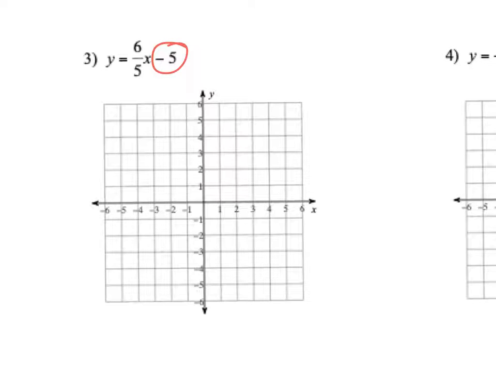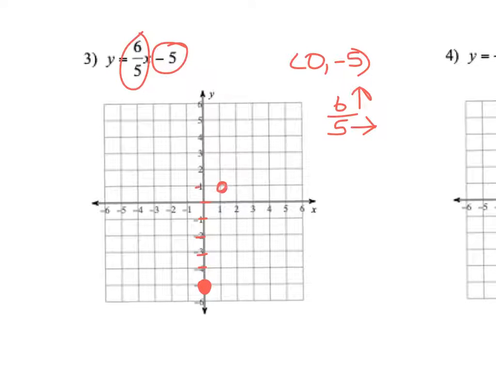Here my b is 0, negative 5. Remember that last number by itself is your b. Our slope is positive 6 over 5. That's how we move. So we're going to go up 6, right 5. When our slope is positive, we go up and right. When it's negative, we go down and right to start. So we're going to begin at 0, negative 5, and then go up 6, right 5.